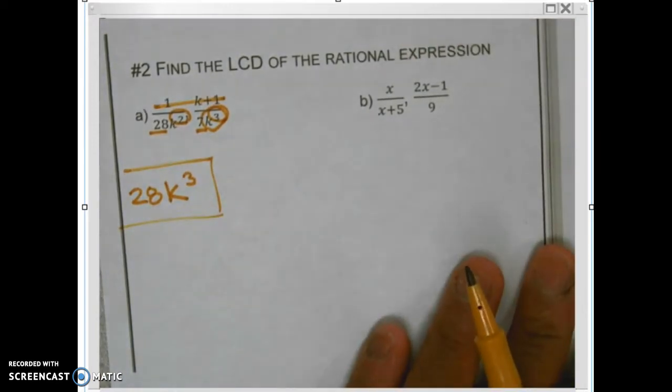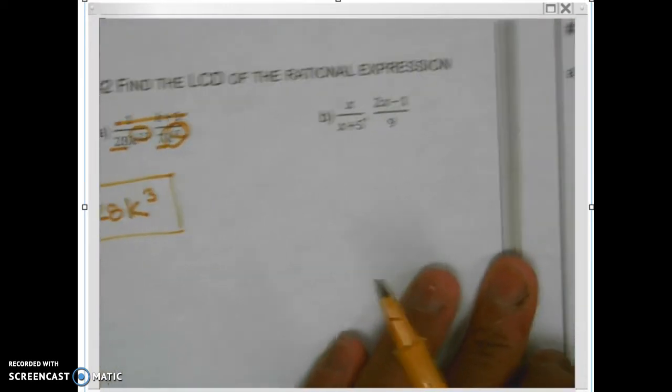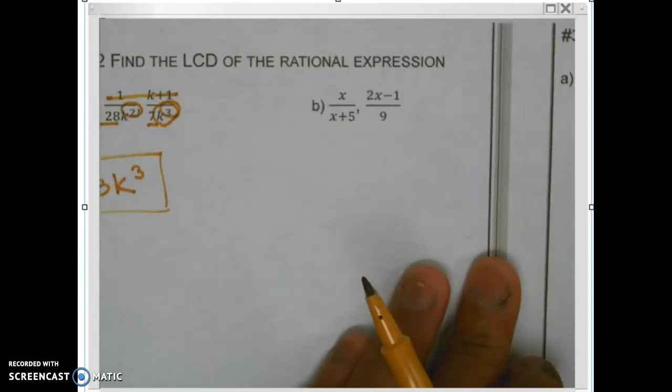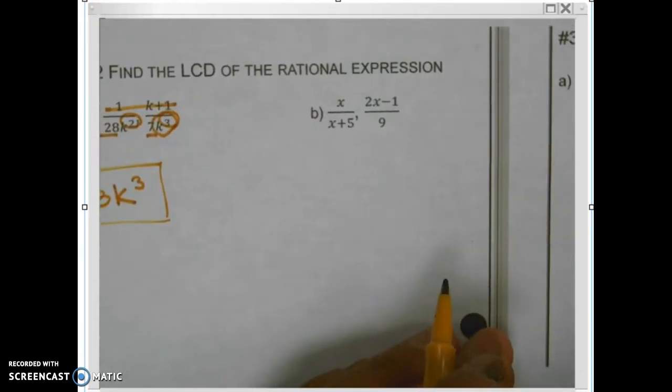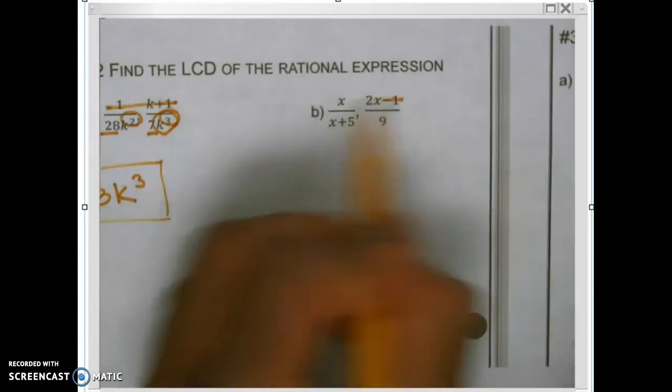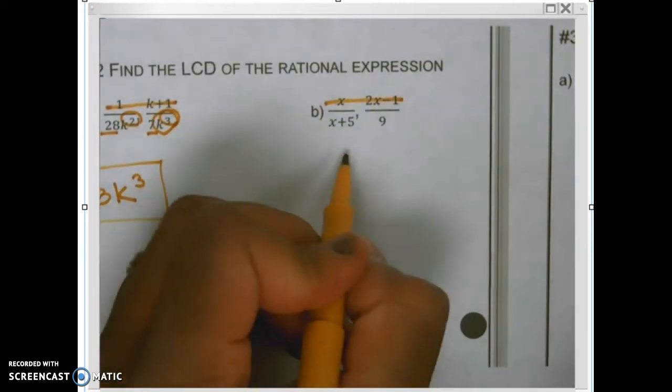Looking at part B, they don't really seem to have anything in common. Ooh, went a little too far there. Because this is an x plus 5. Again, remember, we are ignoring that for these ones. And then this is a 9.